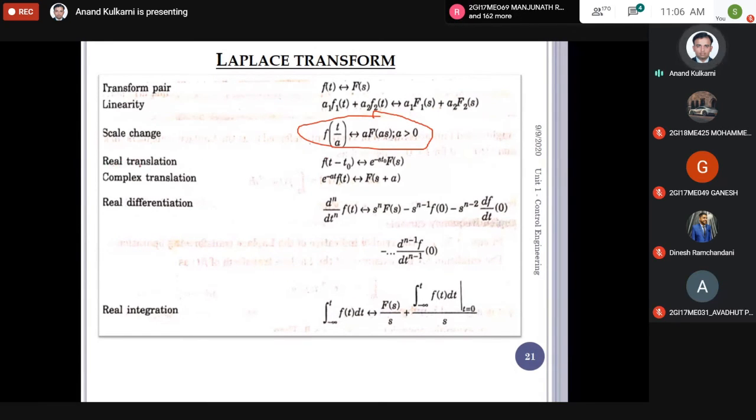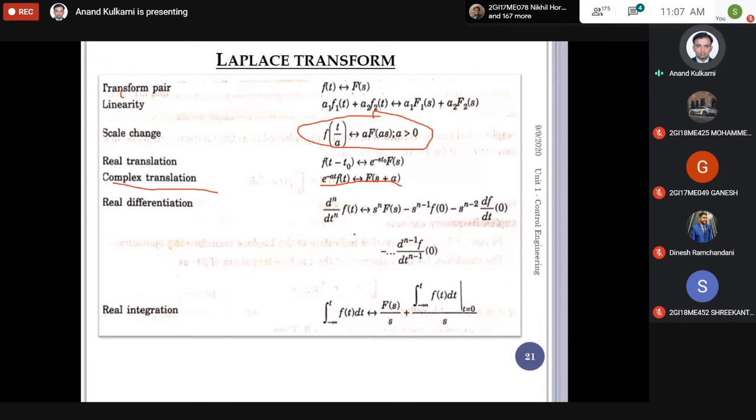Then you can see the complex transform. This is the next one. If you see this, here you can see e to the power at into f of t becomes F of s plus a, like that. Then the most important equation which you will come across is the differentiation equation.